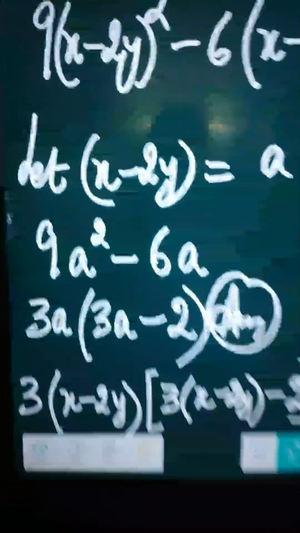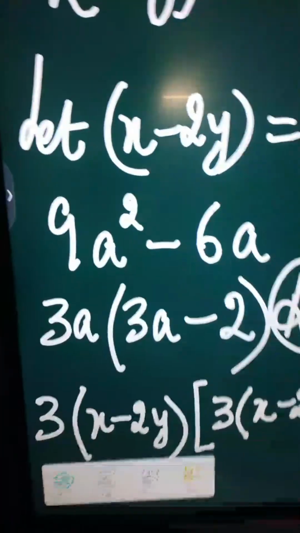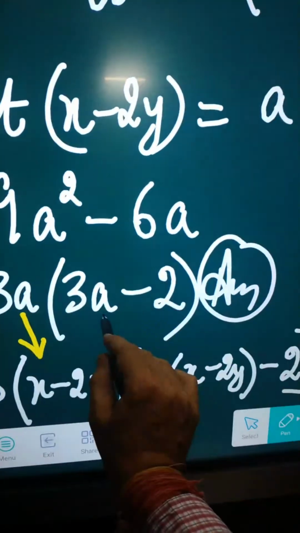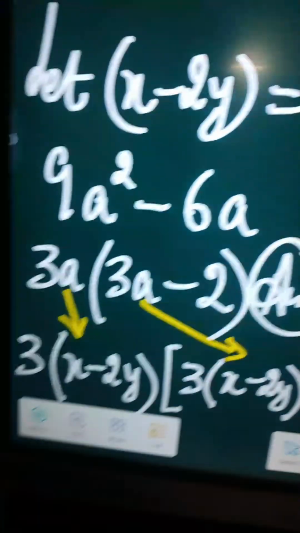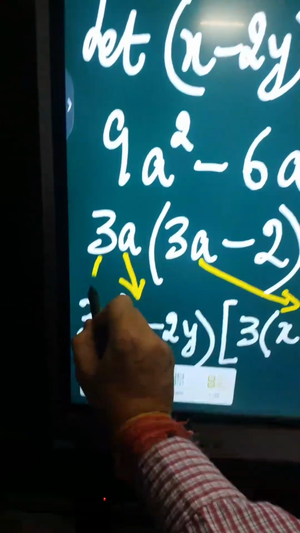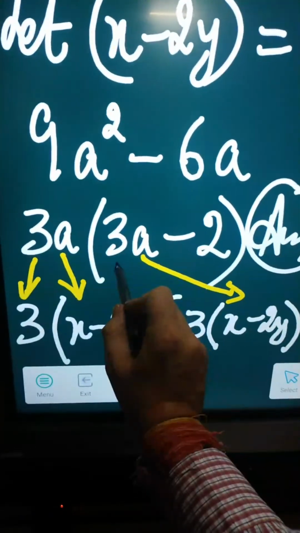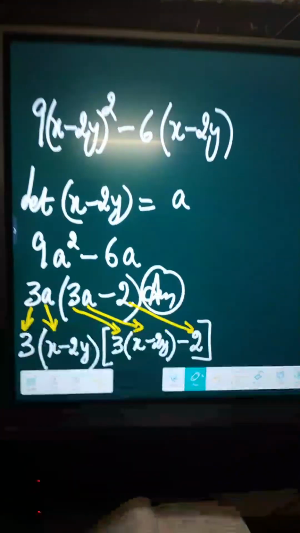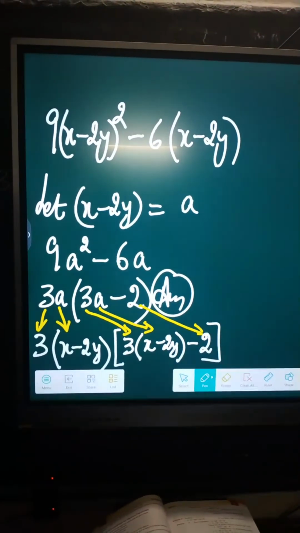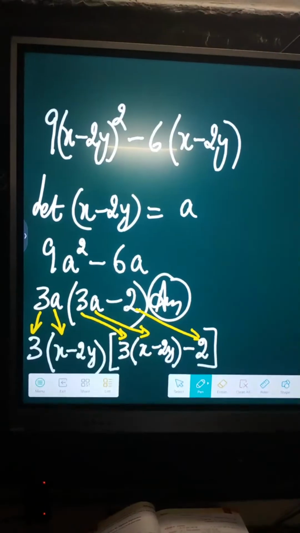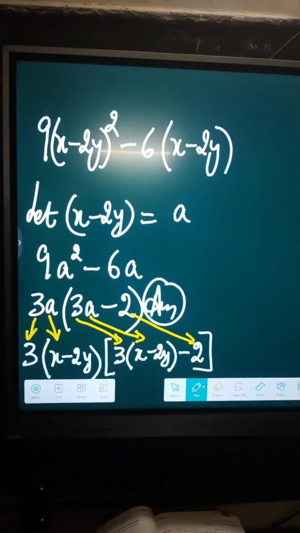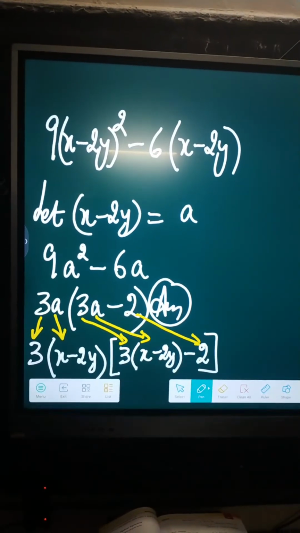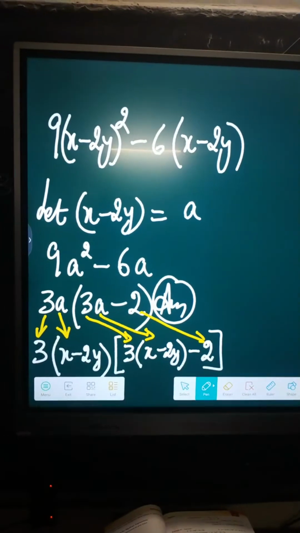After having done this, you have to replace the value. This a is here, this a is here. I am putting these arrows so that you understand what has happened. And this 2 is here. Now see this carefully. 3a means 3 into a. A is x minus 2y. The next bracket is 3 bracket a. So it is 3 bracket x minus 2y minus 2.